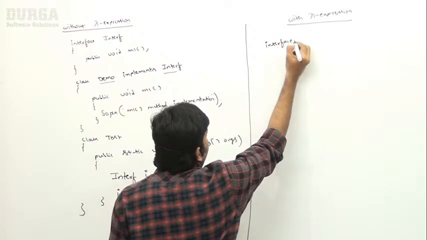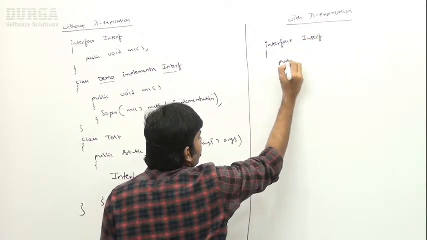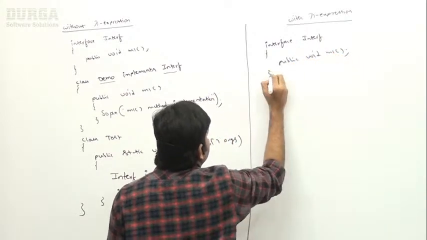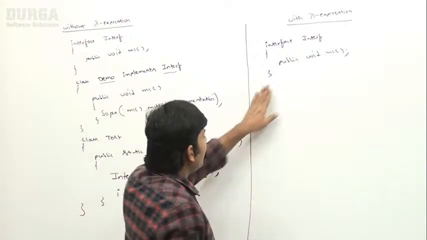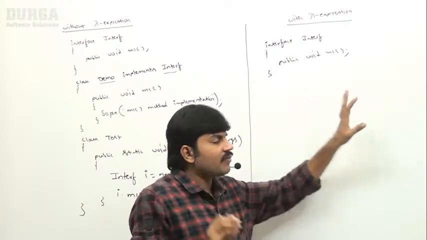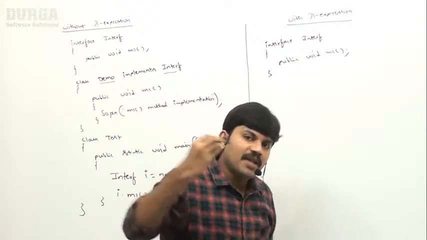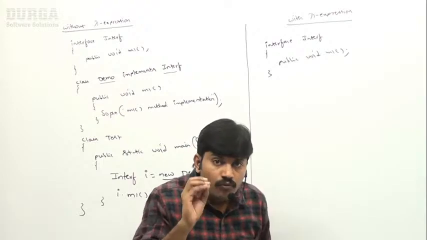Interface interf, which contains one abstract method, public void m1. That's all. Now we are not required to take any implementation class. Sir, we can use a lambda expression directly to implement this m1. How can we use it?